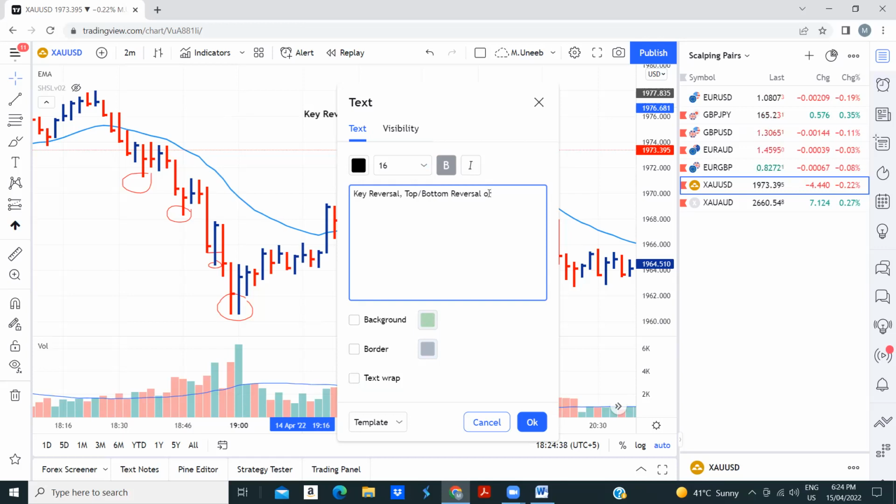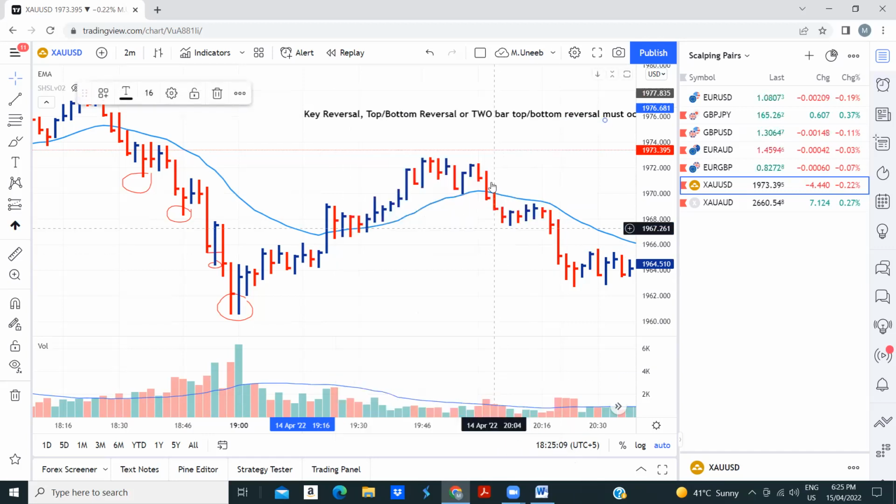Reversal or top, 2 bar, top or bottom reversal. Okay. It must occur at a swing high or swing low in order to reverse the market. Remember that. This is a very important point.